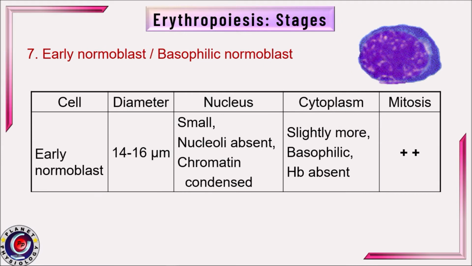Next stage is early normoblast. Its diameter is 14 to 16 microns. Nucleus has reduced in size. Nucleoli are absent and chromatin material shows condensation. Amount of cytoplasm has slightly increased, but still it is basophilic and lacks hemoglobin, but it can actively undergo mitosis. Because the cytoplasm is basophilic in nature, the cell is also known as basophilic normoblast.